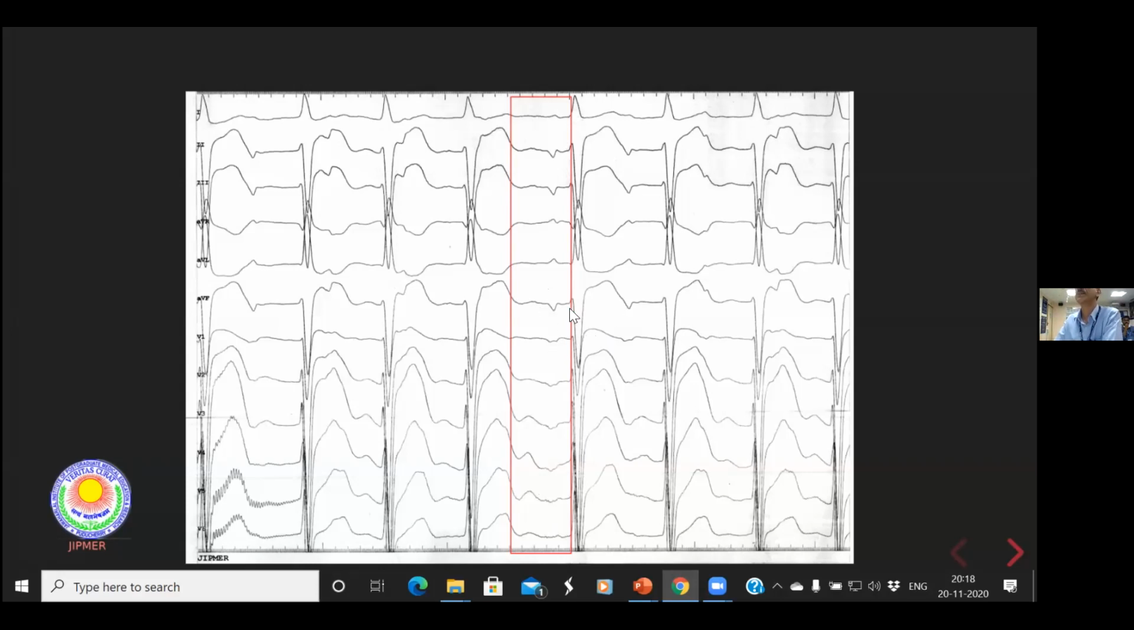So this is typically seen in settings like post extensive ablation for atrial fibrillation, or in rheumatic heart disease with extensive left atrial scarring. But this is a rare condition where it can happen in the right atrium.